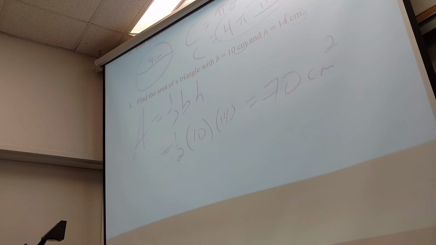Maybe. Yes, sir? Just do base times height, rather. Totally, yeah, same thing. I love it. So 10 times 14 is 140, divided by 2. You're just rearranging how you're doing things. You're fine. Just to avoid using a fraction. I'm with you. That's fine.